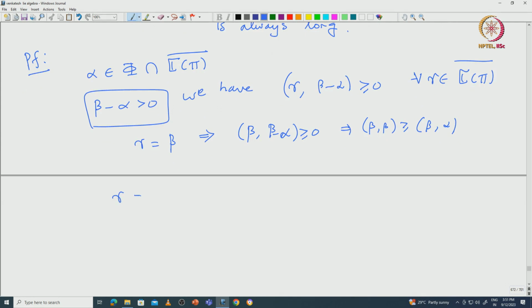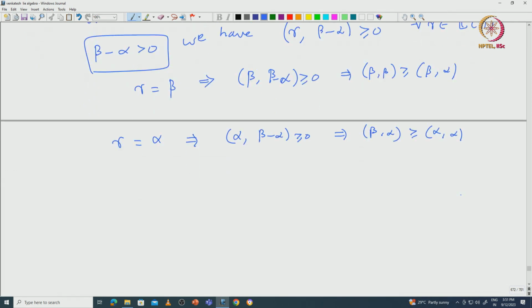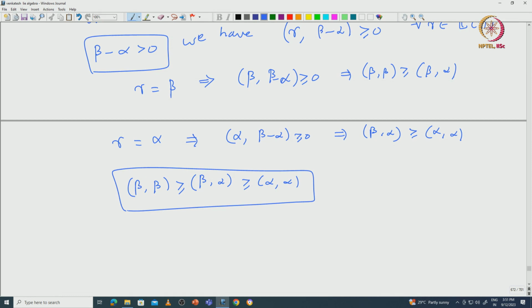Now you apply gamma equal to alpha. Then that would imply that (alpha, beta minus alpha) is greater than or equal to 0. So, that forces the inner product (beta, alpha) to be greater than or equal to (alpha, alpha). So, if we put them together, then (beta, beta) is greater than or equal to (beta, alpha), which is greater than or equal to (alpha, alpha). So, in particular, for any alpha, what we proved is that the inner product (beta, beta) must be greater than or equal to (alpha, alpha). So, that implies that beta must be a long root. That is always the case.